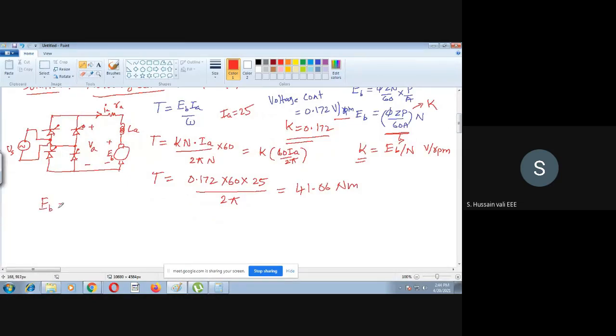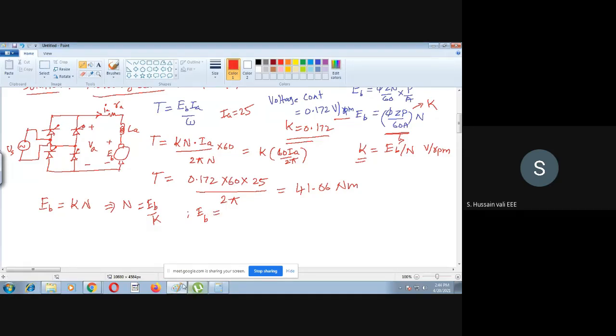We have got an equation EB is equal to K into N. So this N we have to find out now. What is the value of N from this? The value of N is EB by K. K value you know, so you have to find out what is EB.